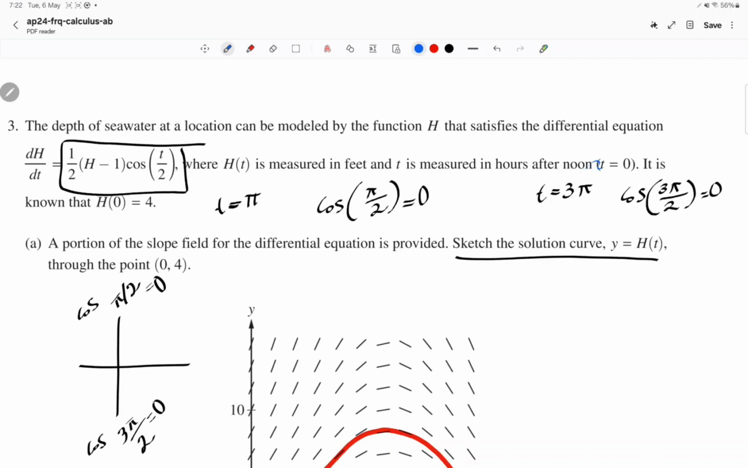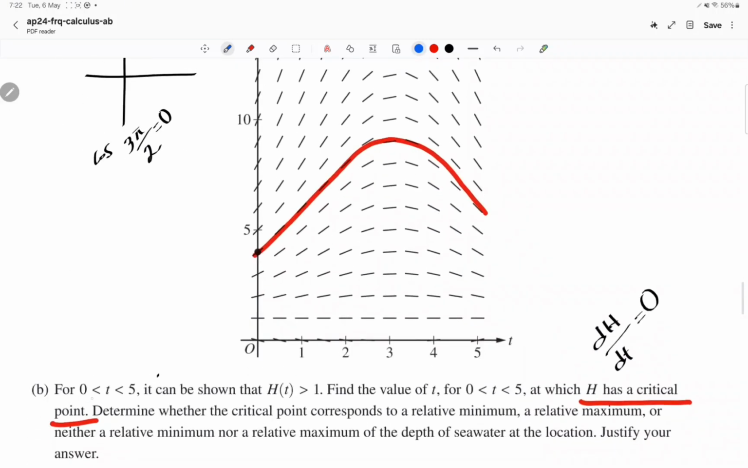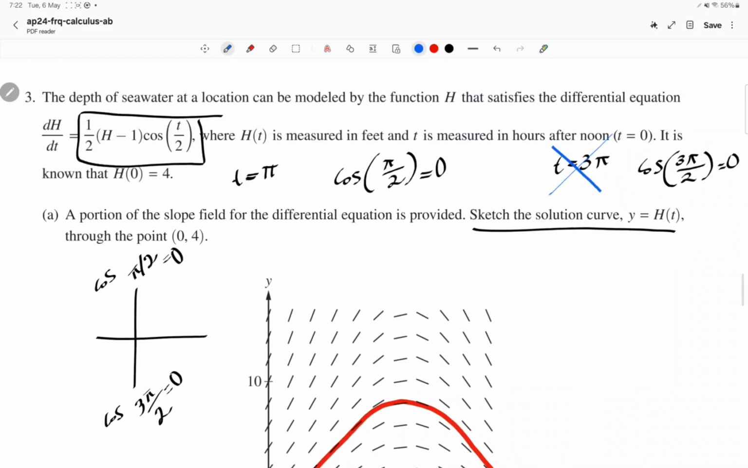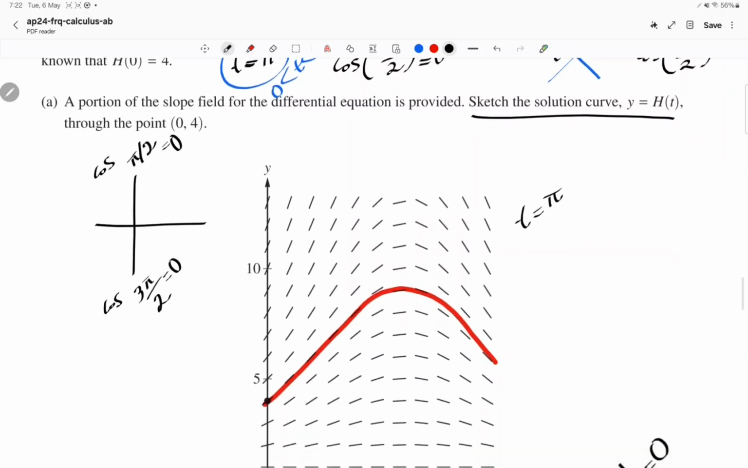We cannot use time of 3 pi because that would be more than 5. We're allowed to be maximum 5, or less than 5, I mean. And 3 pi is like a 9. So stick with the pi, which is like a 3.14. It's within the range from 0 to 5. So now we know that we have a critical point at the time of pi.